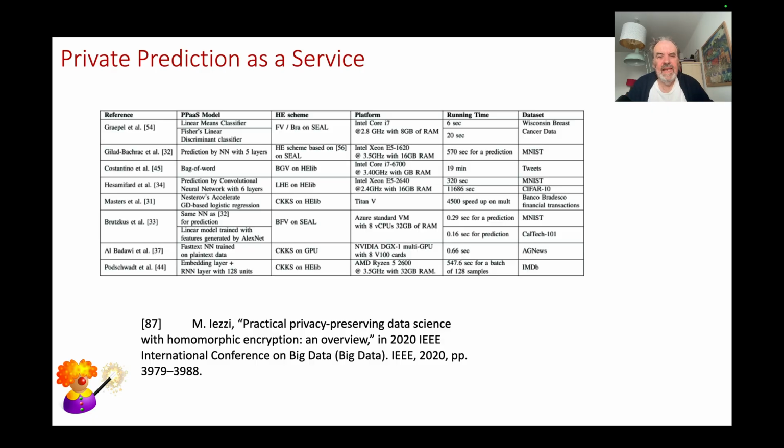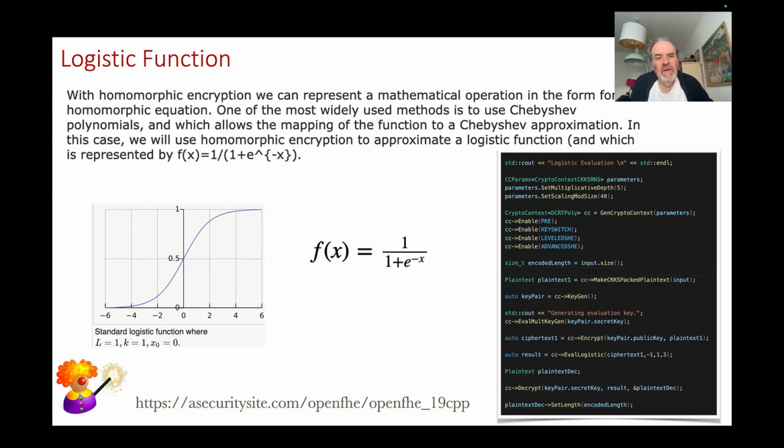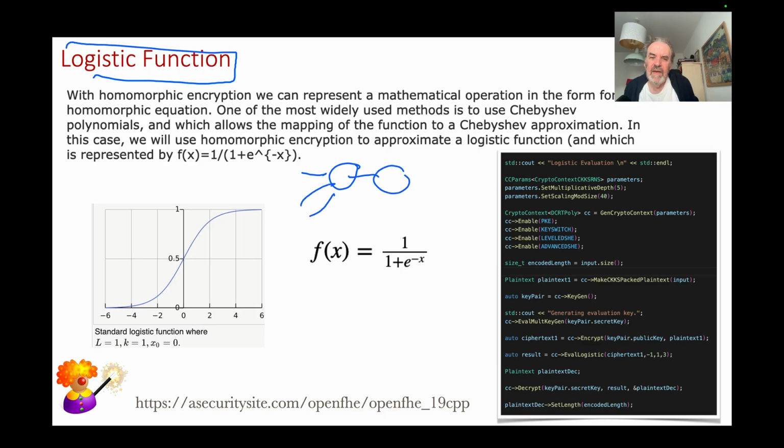There have been many examples of this private prediction as a service, where we can train our machine learning model on homomorphic encryption. One of the core methods we need within a neural network is what's called a logistic function. The way a neural network works is that we have a neuron with various inputs into it, and then we either fire that neuron or not based on a certain function. This is typically a logistic function.